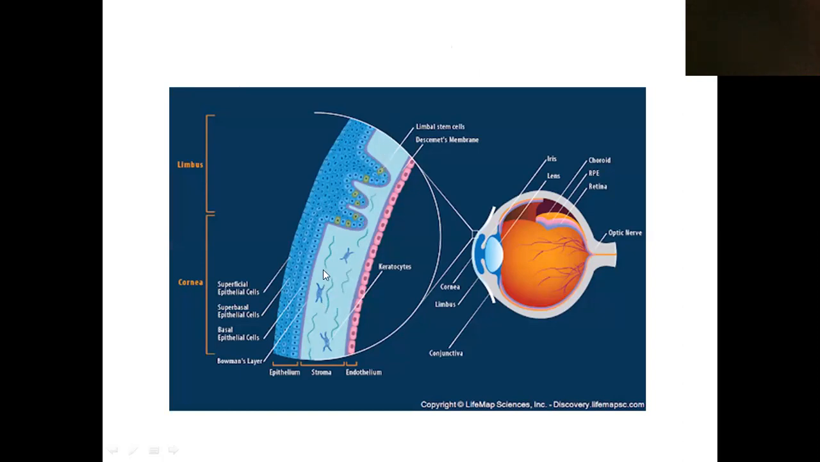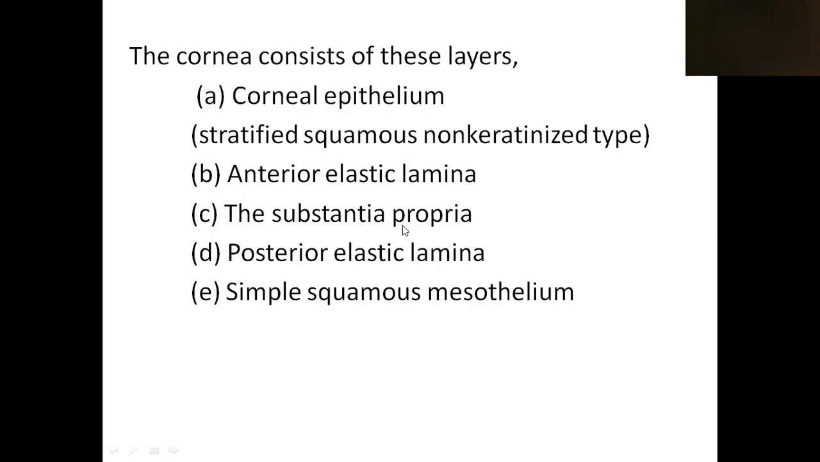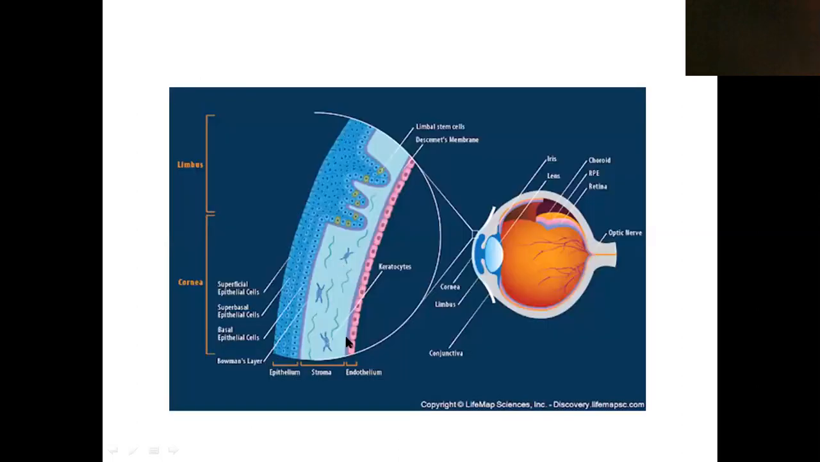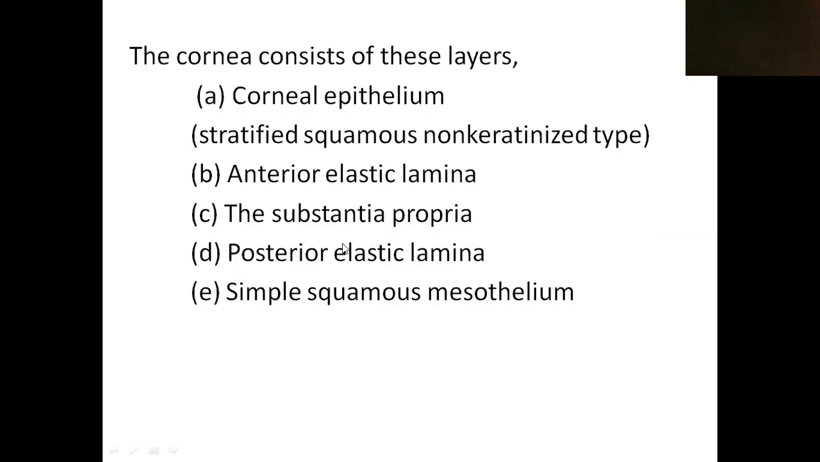Then comes this area, these fibers under these cells, which is the substantia propria. After that, we have another clear layer, this area, which is the posterior elastic lamina. Then comes another layer, which is the mesothelium. So these are the layers of the cornea. What type of epithelium is there in the corneal epithelium?